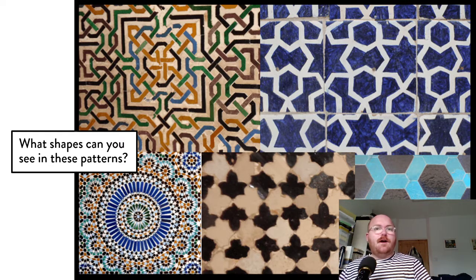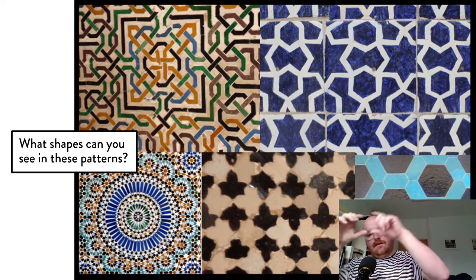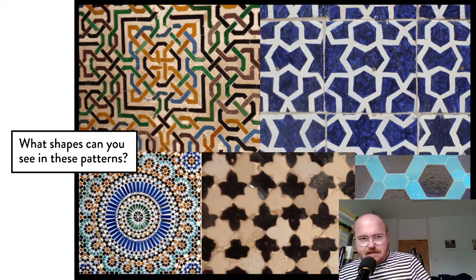I'll tell you a couple that I can see. In the bottom right hand corner I can see a hexagon, and that's surrounded by sort of strange long hexagon shapes. I can see stars, I can see crosses, I can see circles, I can see squares, I can see more hexagons.